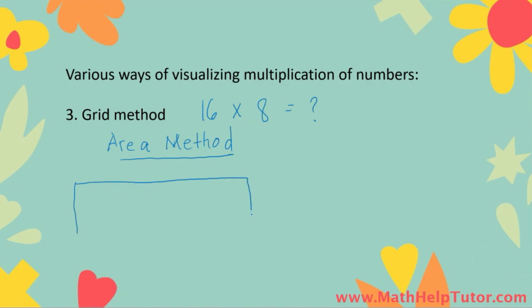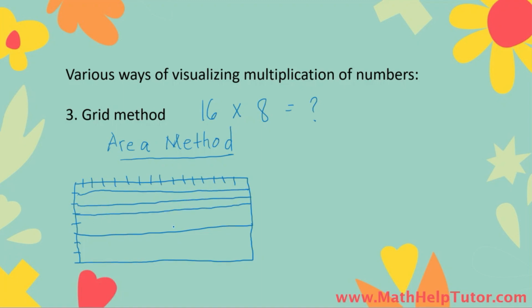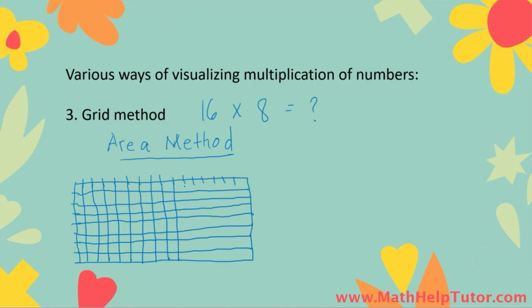So let me just draw a rectangle here which is 16 squares long and 8 squares high. So you can see that doing the area method when multiplying numbers can really take a long time, especially if you are multiplying large numbers. Okay, just a little bit more and we're done.